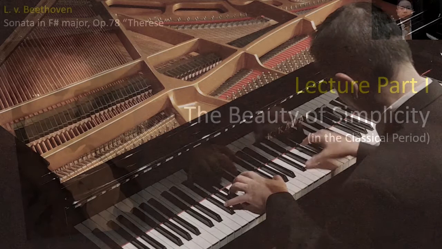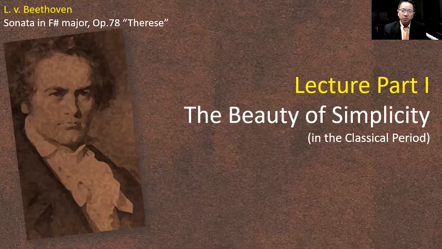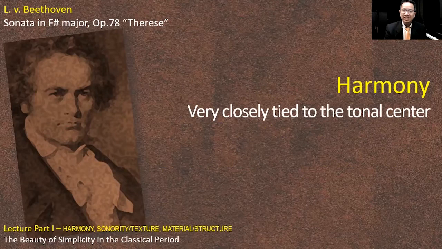Welcome to this first part lecture of seminar tonight. Here I like to share the beauty of the simplicity in the classical period, which will include harmony, sonority and texture, material and structure. The first aspect of the simplicity in the classical era is harmony, which was very closely tied to the tonal center, the very strong gravitational pull to the tonic.